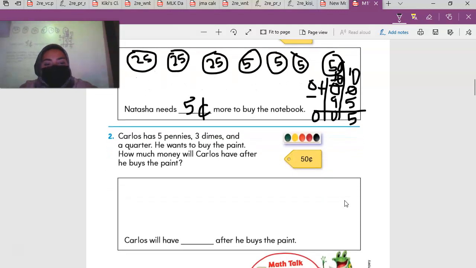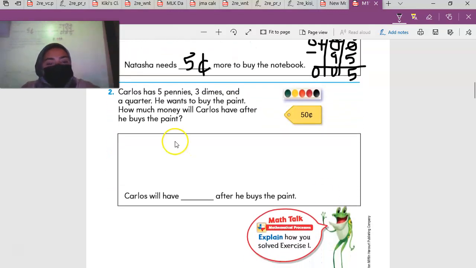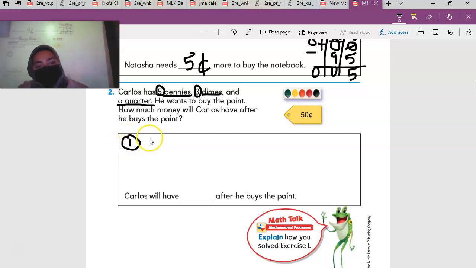Carlos has 5 pennies, 3 dimes, and a quarter. A quarter means how many quarters? No. A quarter. A like apple. Yes, very good. 1. A means 1. So if it says a quarter, that means 1/4, which is 25 cents. So yes, 5 pennies. I'm going to draw that out. 1, 2, 3, 4, 5 pennies.